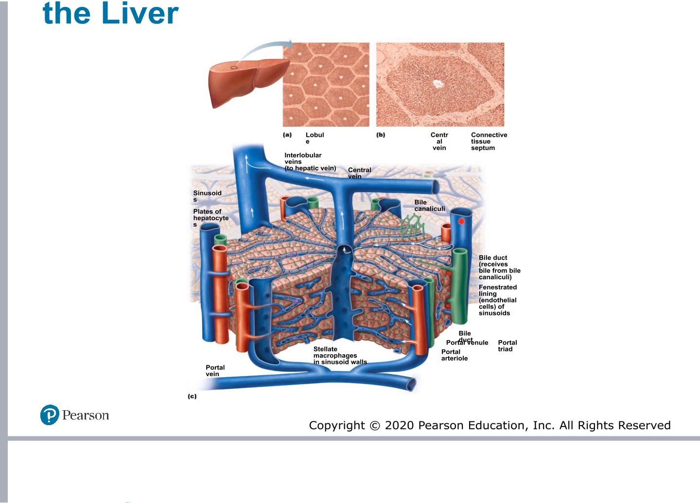Now the blood from the hepatic portal vein is also going in the same direction. The blood from the hepatic portal vein goes into the hepatic lobule, and all the nutrients are being processed. So then by the time blood reaches the central vein, it's now nutrient poor.